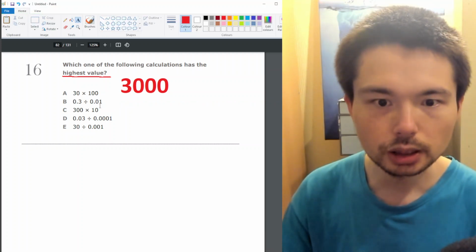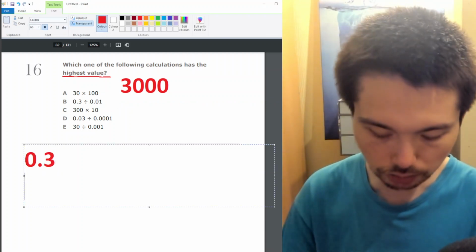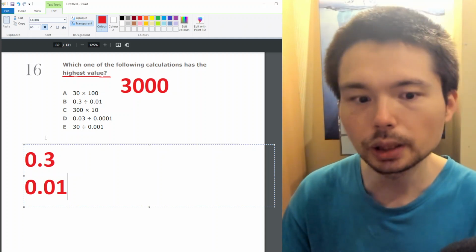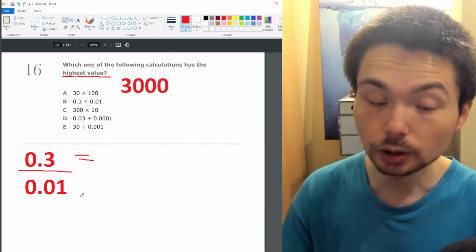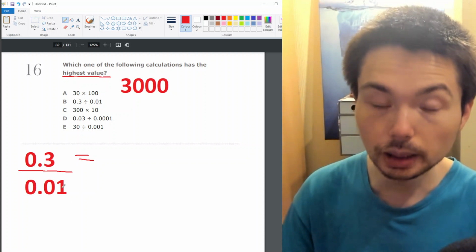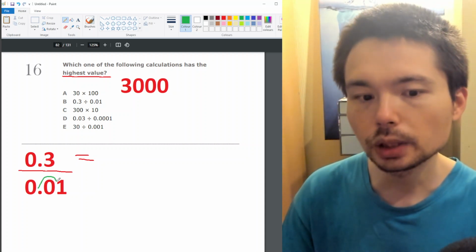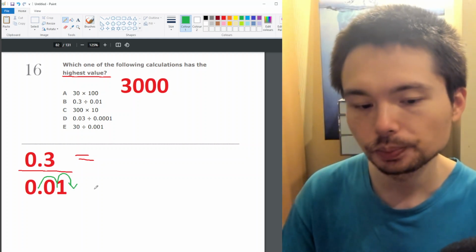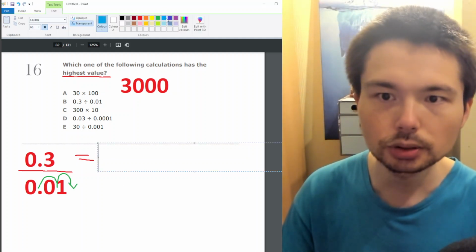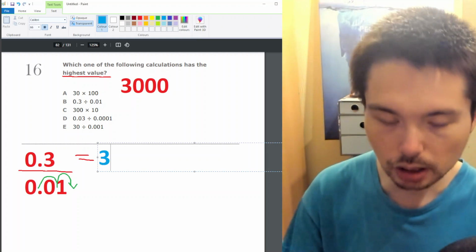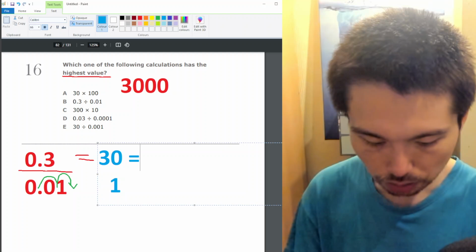B, 0.3 divided by 0.01. Now, if you're not certain how to divide decimals, this is a good way to do it. Let's get rid of the decimal on the bottom. How do we do that? We times by 100. Why? Because we're moving it just 2 places to the right. So we times top and bottom by 100. Let's do that here. 30 over, and the bottom is 1. So that is equal to 30.